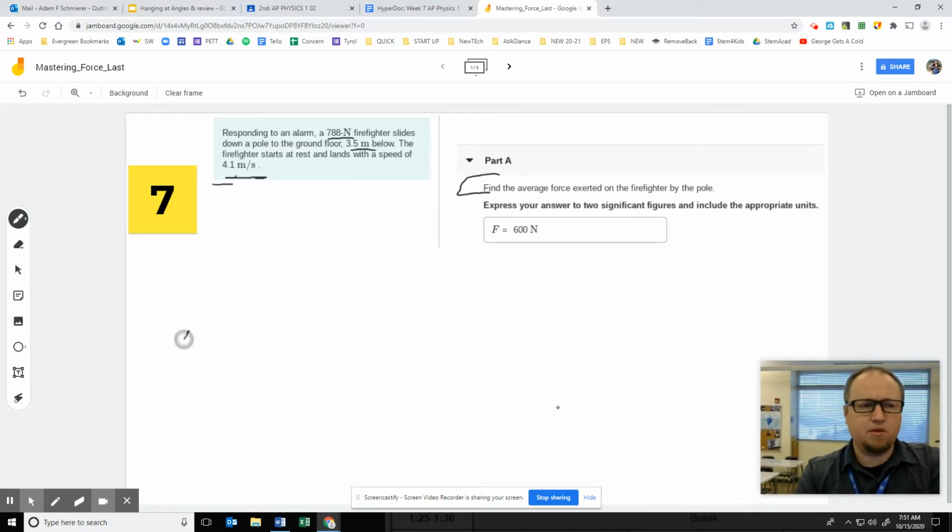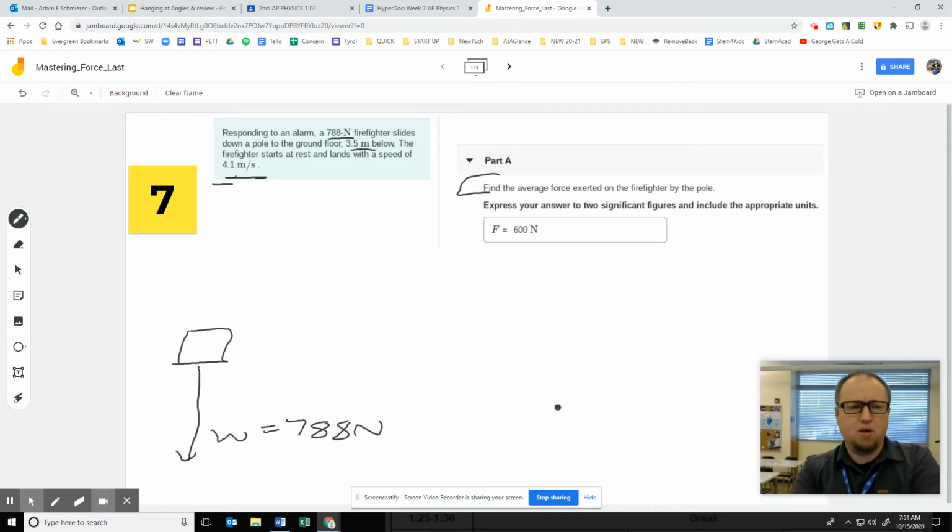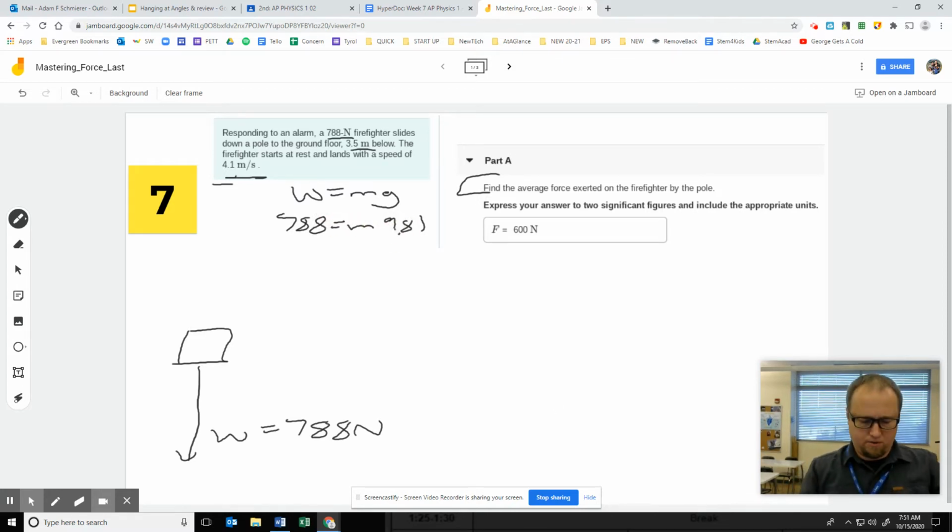So let's start conceptually. We have our firefighters. They have a weight force of 788. Guys, remember, you all have different numbers. Since weight equals mg, 788 equals mass times 9.81 meters per second squared. If I do 788 divided by 9.8, 80.4 kilograms is the mass. I might use that later, so I just got that, and now I'm done thinking about it.